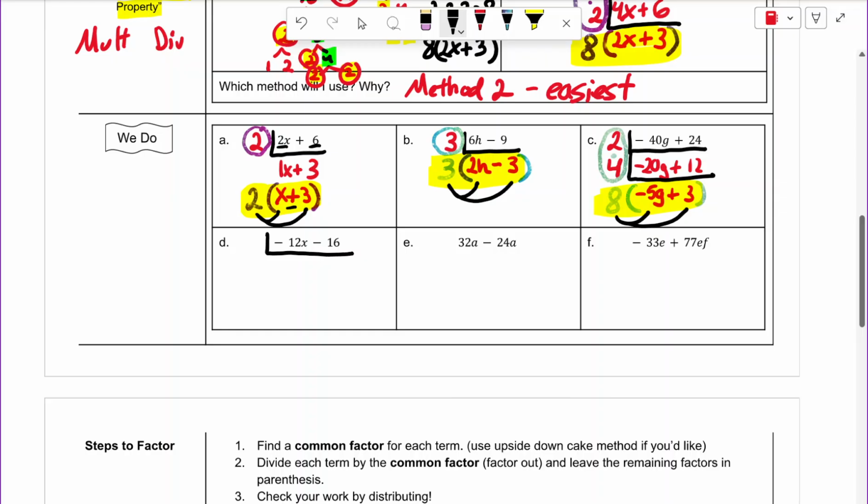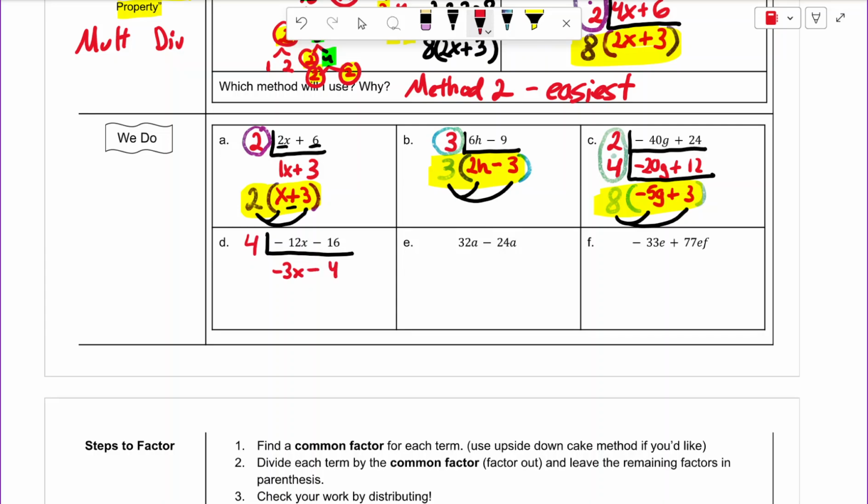No problem. What can we take out of both 12 and 16? Well, if you're thinking 4, that would be a great thought. If you're thinking 2, that's a fine thought too, but remember, the higher number that you use that can go into both, the faster the problem will be. All right, so negative 12x divided by 4 would give you negative 3x. And 16 divided by 4 is going to give you 4.